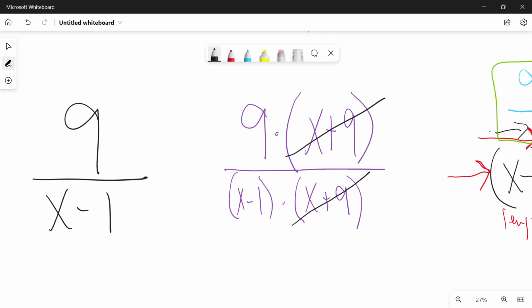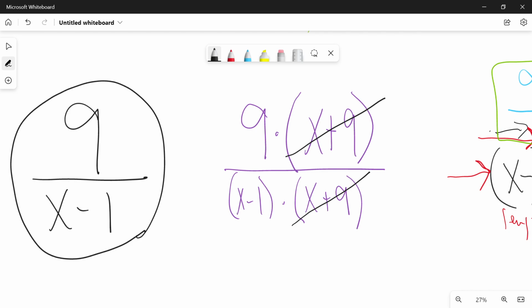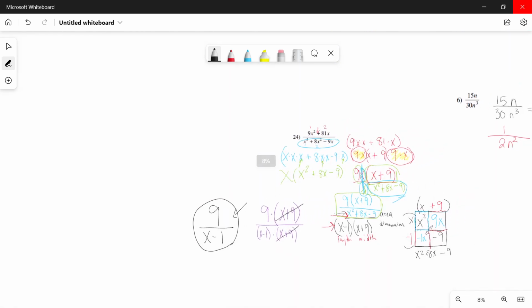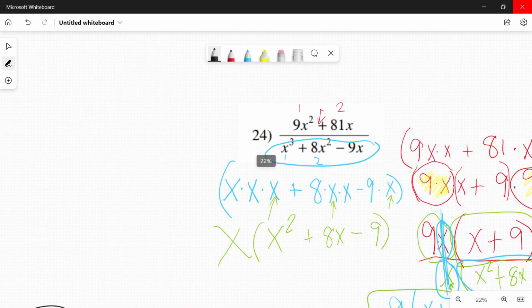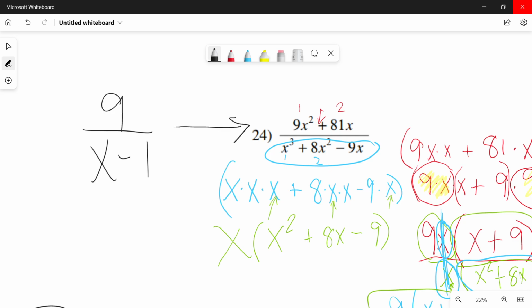Now I want you to look here real quick. This fraction right here is exactly the same fraction that we started out with right here. Let me write it again: 9 over x minus 1. That is the equal fraction of this. Believe it or not, this is just simplified. Whew, because it is a lot simpler to look at than all of this garbage that's here.